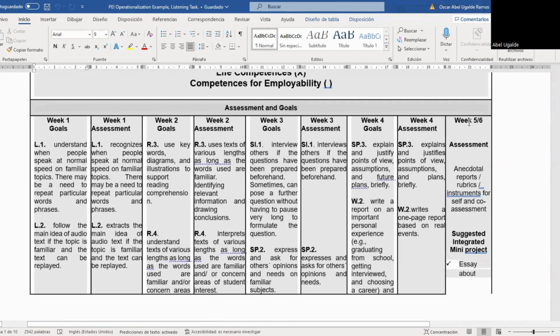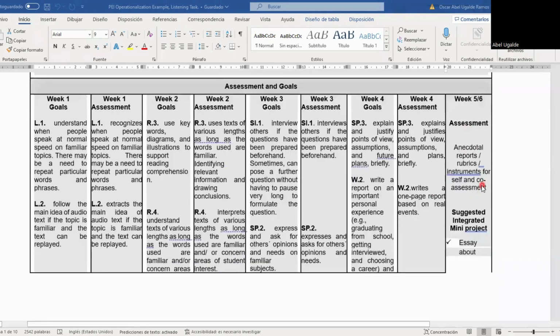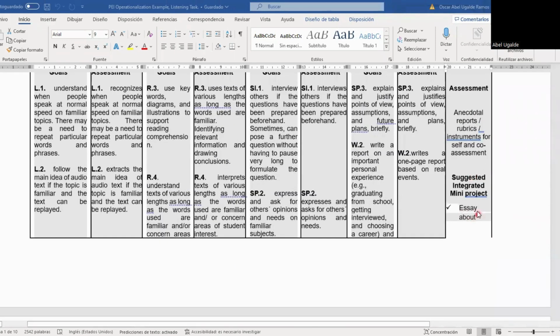Also, you can find on week 5 and 6 down here. Let me find a pointer. So on week 5 and 6, you can see we also have some examples of what you can do for an integrated mini project, right? And also for the assessment.